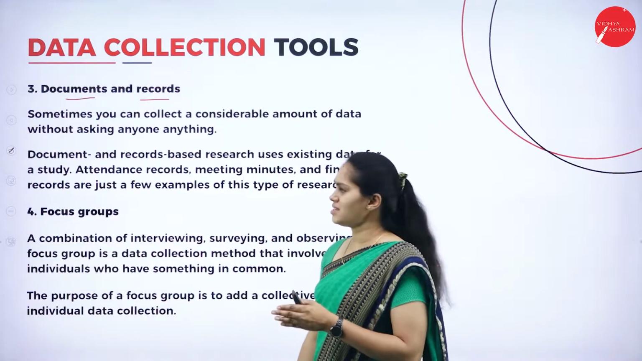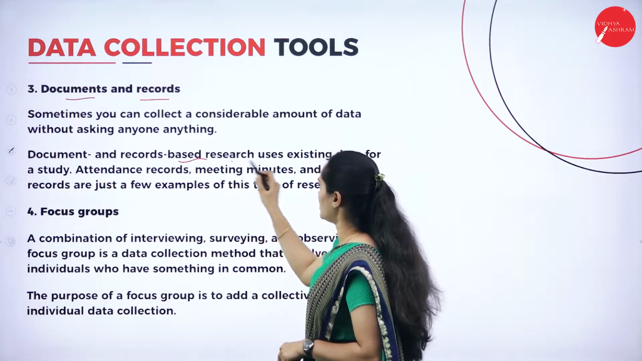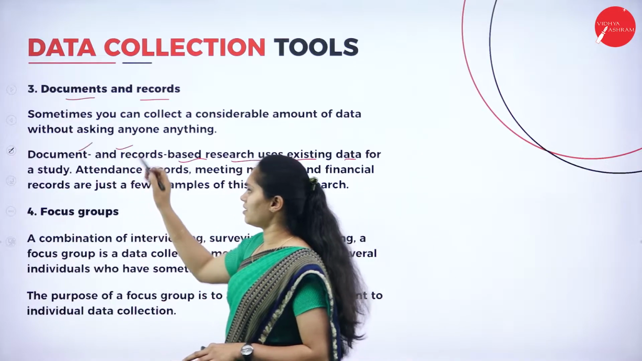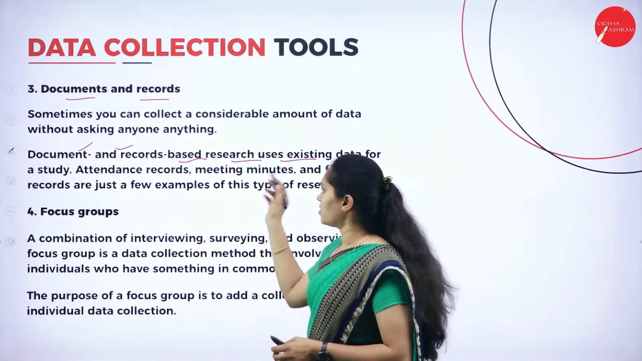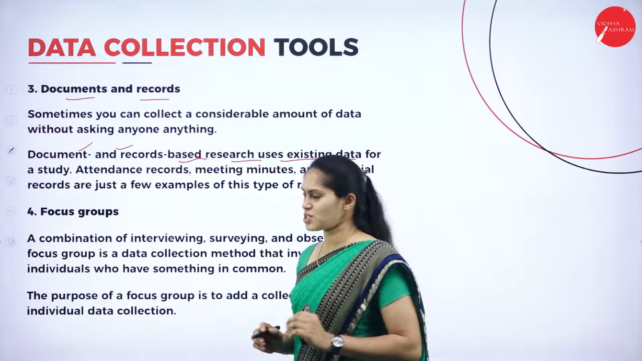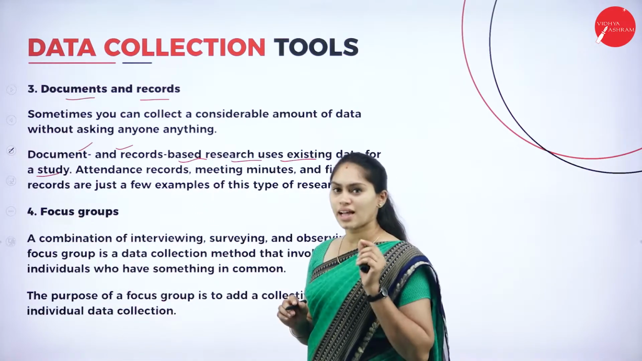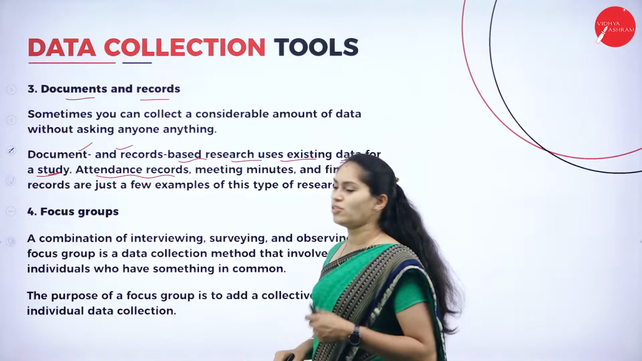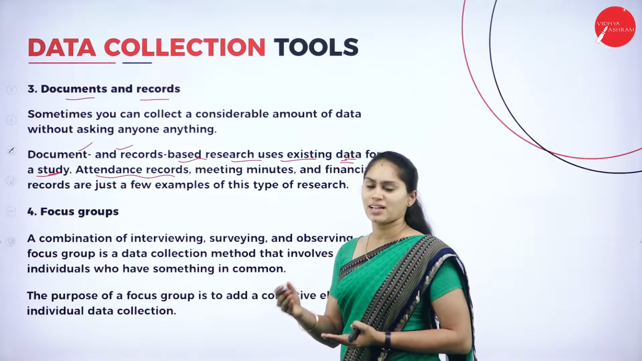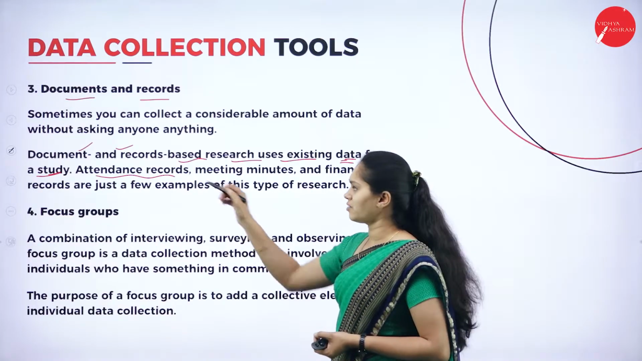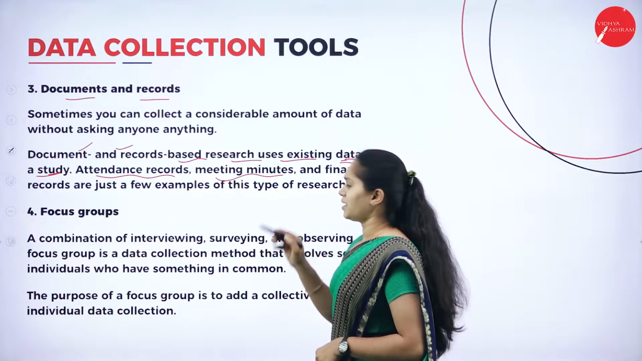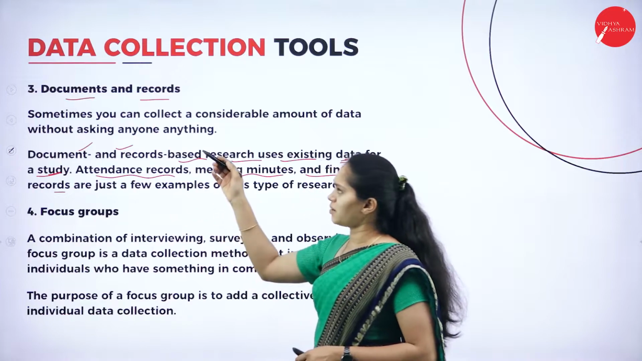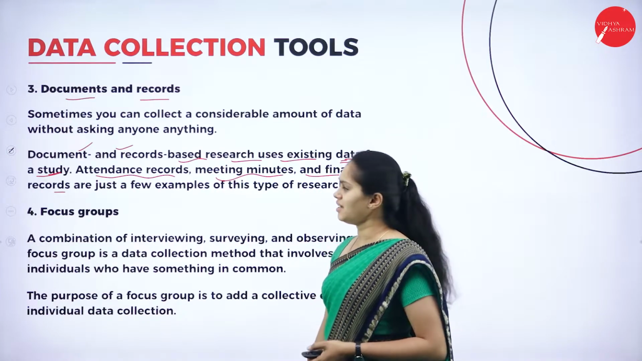Documents and records are based on the researcher using existing data. It is already documented, already in record format. We use the data and information which already exist for the study. You can take the example of attendance records. In order to track student details, we can have the attendance record, minutes of meetings, and financial records, which are just a few examples related to documents and records.